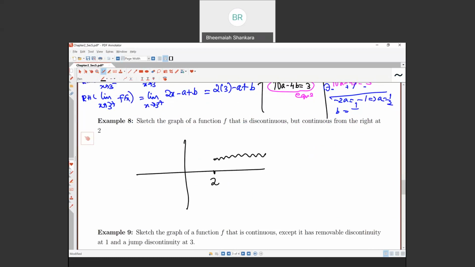And it should be a closed point here. But finally you want to make this graph discontinuous. So you can make some other curve coming from the left towards 2. But now you see that you have an open circle. So you have an open circle on the top, closed circle on the bottom. You see the graph is discontinuous. So the function from the right is continuous.